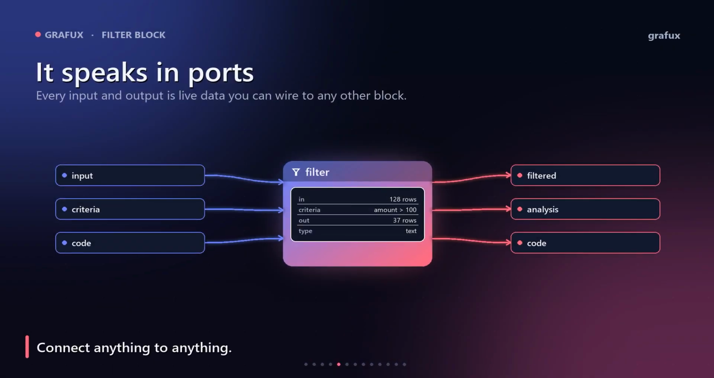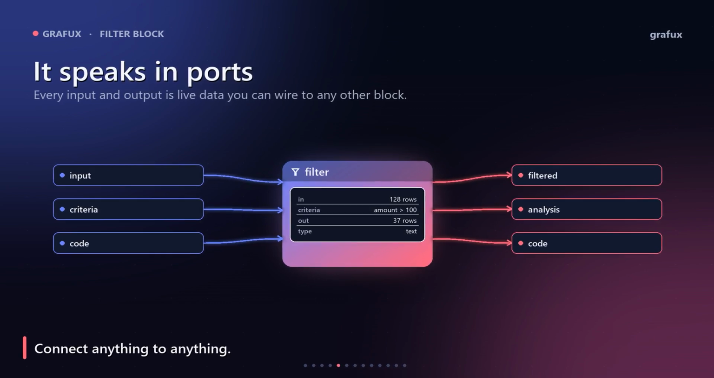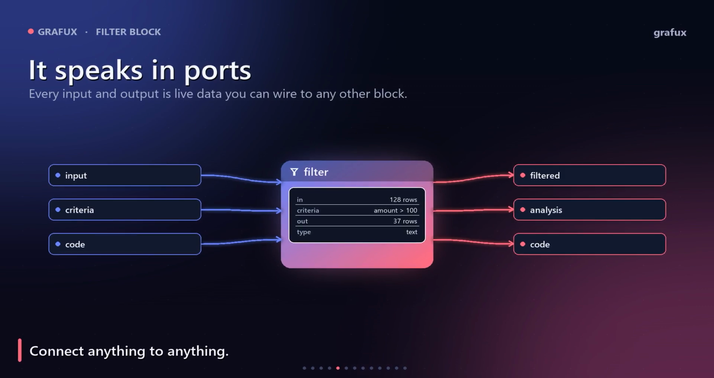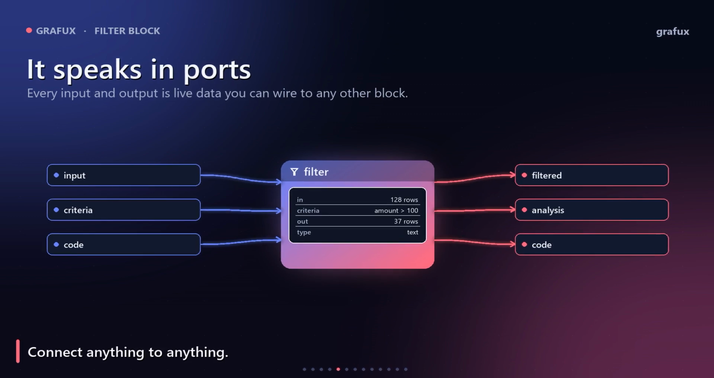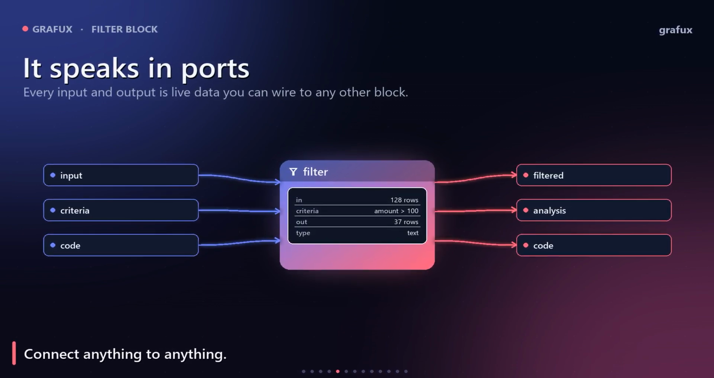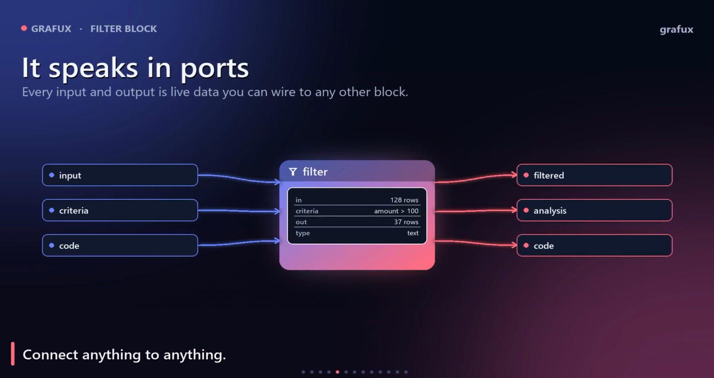Now, every block in Grafux speaks in ports. The filter block takes an input, criteria, and code, and gives you back filtered, analysis, and code. And here's the magic. Every one of those is live data. Connect an output to another block, and it simply flows, updating the moment anything changes. That's the whole idea behind Grafux. Small, sharp blocks that snap together into something genuinely powerful.